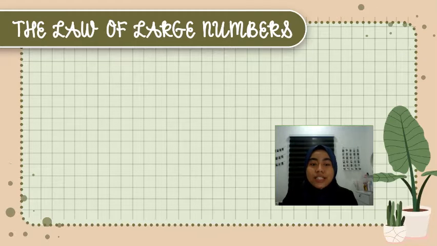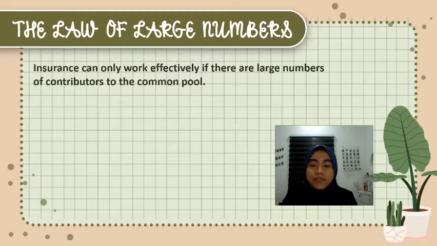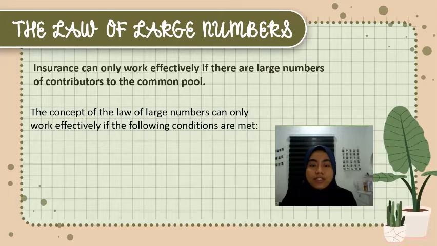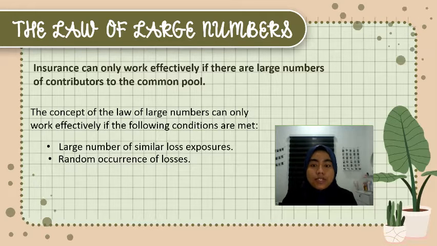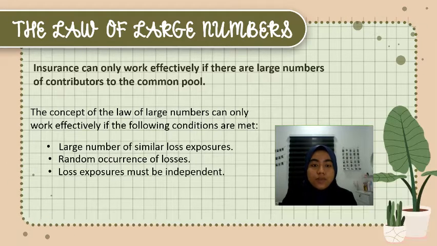For your information, insurance can only work effectively if there are large numbers of contributors to the common pool. It also states that the larger the group of similar risks, the closer the actual losses experienced by the group will approach the expected losses. However, the law of large numbers can only operate effectively if these requirements are fulfilled. The requirements are a large number of similar loss exposures, random occurrence of losses, and loss exposures must be independent.